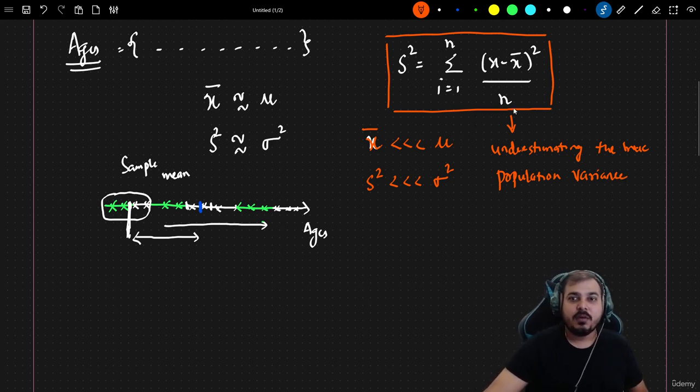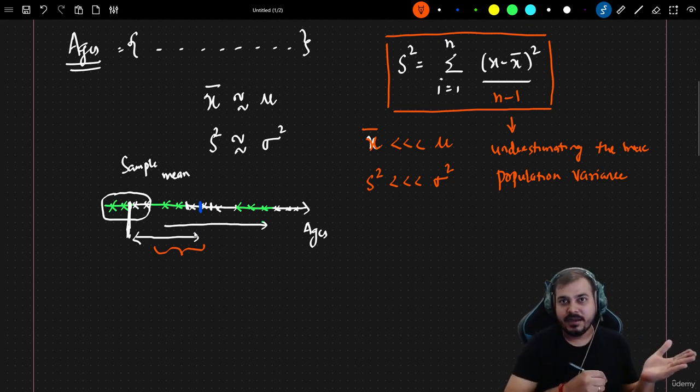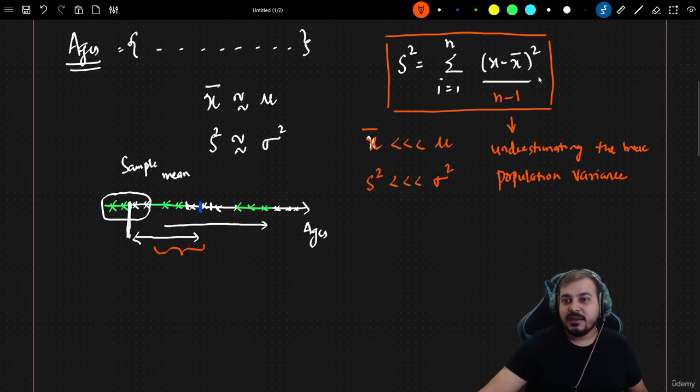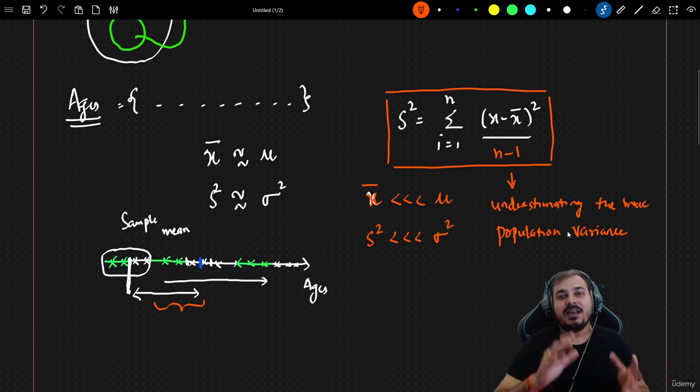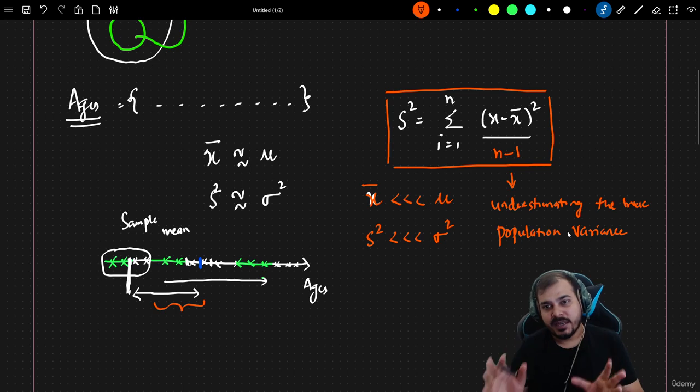Now in this scenario, instead of just dividing by small n, I will now divide by small n minus 1. Compared to n, at least this gap will definitely get reduced, because n minus 1 is a smaller number when compared to n. That is the reason this entire sample variance is getting divided by n minus 1. And this is just to come up with an unbiased estimation, which basically means you are not underestimating the true population variance.